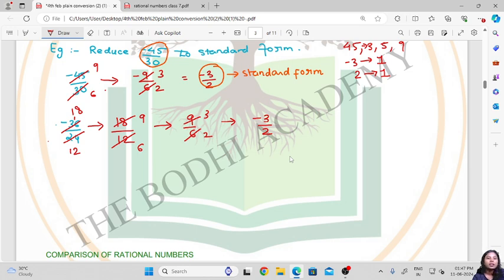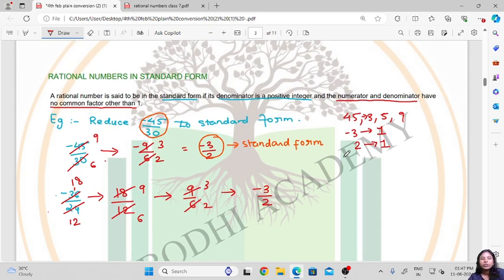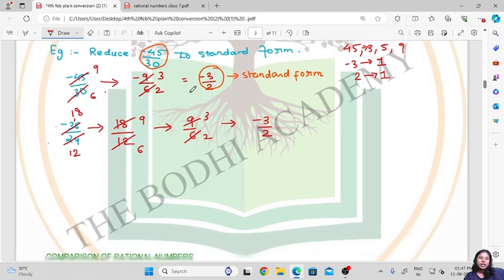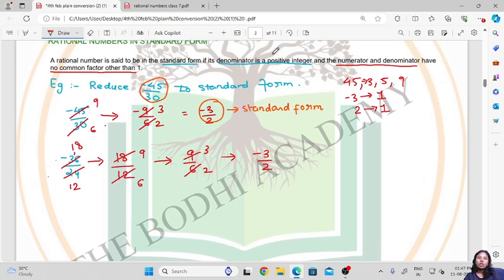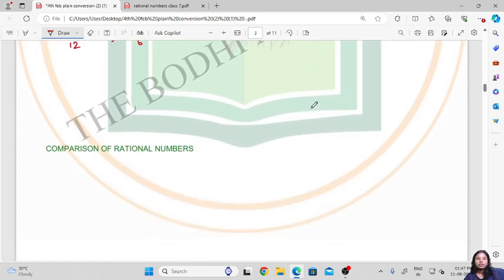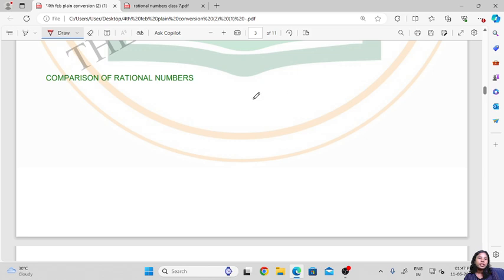So again we have reduced it to the standard form. This is how we have to bring the rational numbers to their standard form. That is, the denominator should be a positive integer, and the numerator and the denominator should not have any common factor apart from 1. Now moving ahead, let's try to understand how comparison of rational numbers takes place.